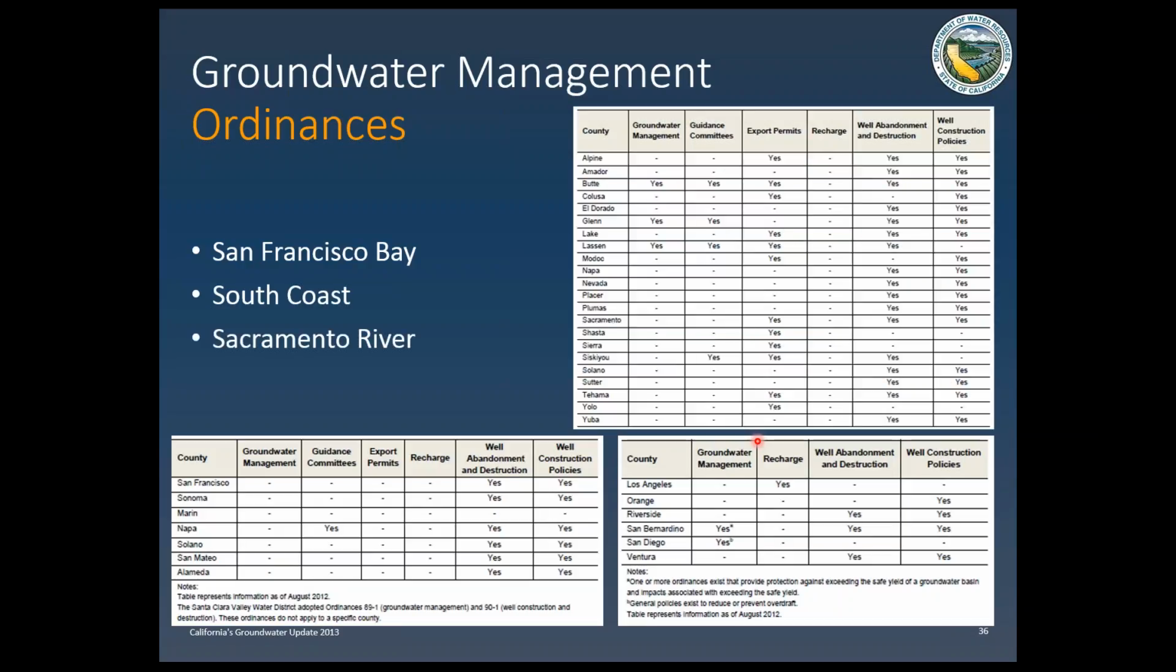Sacramento River, quite a few more counties. As you can see, it's almost unanimous with the well abandonment and well construction policies, and we had quite a few export permit ordinances, much more prominent than anywhere else in the state. And then we had a few more groundwater management and guidance committee ordinances. Groundwater ordinances, in a general sense, are constantly evolving and changing. So this is just a snapshot in time as of August 2012.